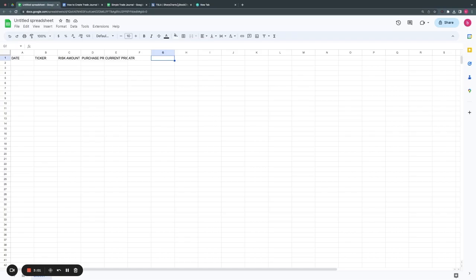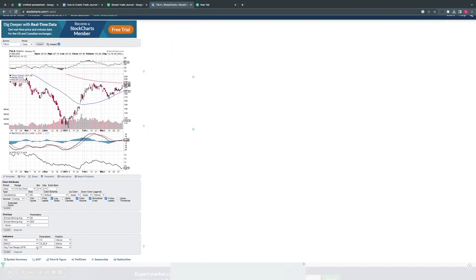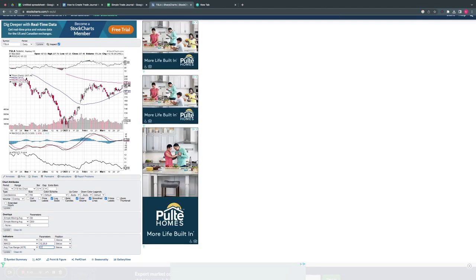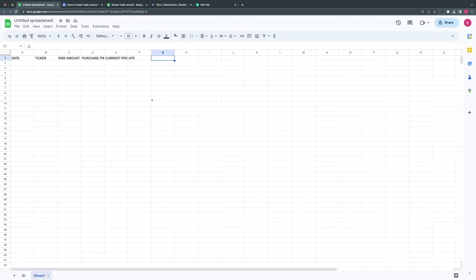If you don't care about calculating it, you can always go over to any of the stock charting applications online, and you can see here on StockCharts, it does have average true range. You can set whatever amount of time. A lot of people do 14. I'm just using 17 for fun, but go ahead and check that out if you've never heard of average true range. Now we're going to take a look at what the stop is going to be.